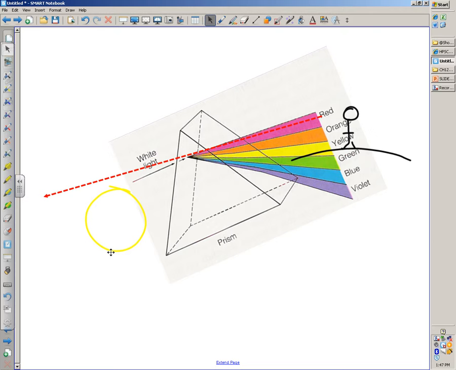Just like when you look in the pool and you see stuff in the bottom of the pool, that's not where that stuff in the bottom of the pool really is. Same thing here with the sun. Okay?